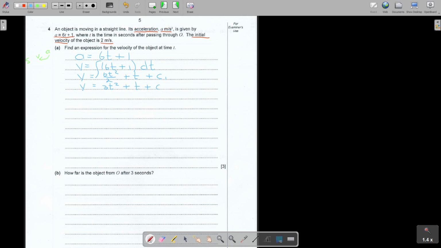That is my formula. Now, initial velocity, I can say initial velocity, when v is equal to 2. Initial means the beginning. There's no time, so t is 0. So I substitute. I put the 2 in, that's the initial velocity, and I put the 0 in for time.